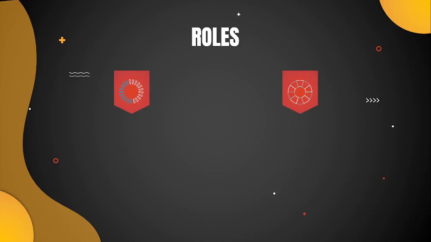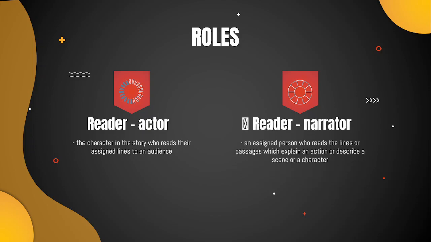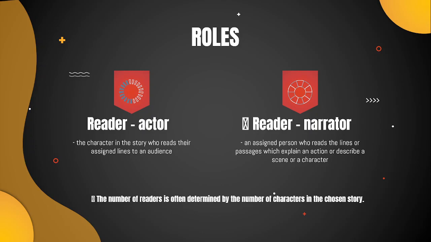What are the important roles in the Reader's Theater? Reader: an actor, the character in the story who reads their assigned lines to the audience. The narrator is an assigned person who reads the lines or passages which explain an action or describe a scene or a character. The number of readers is often determined by the number of characters in the chosen story.